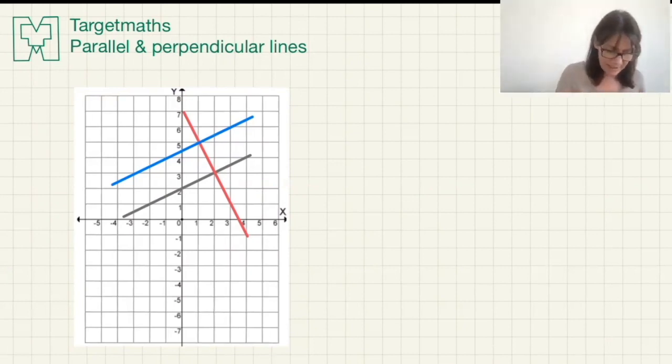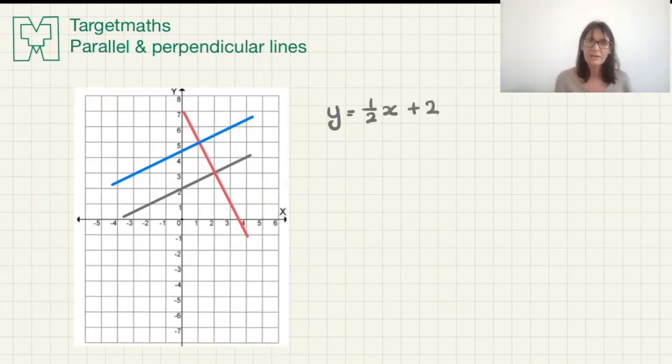Now the black line actually is y equals a half x, and it's going through +2. So the gradient for that line is a half. The gradient is always next to the x. Okay, so the blue line must have the same gradient. It is also half an x. That is not going to change.